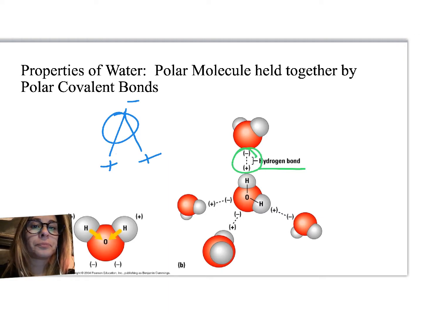Hydrogen bonds essentially act the same way as that big pull that magnets have, the stickiness of magnets. And when you get enough water molecules together, they tend to stick together. So there you go. Properties of polar covalent bonds.